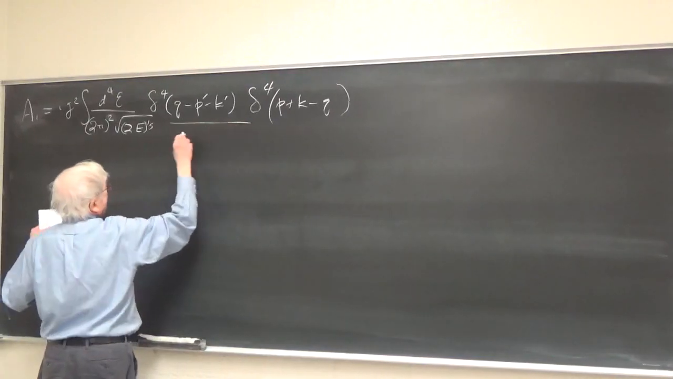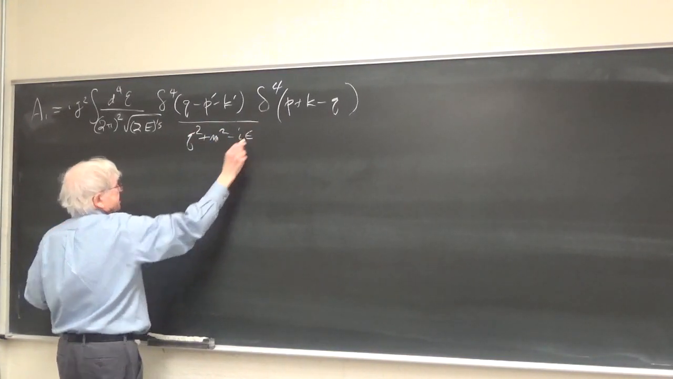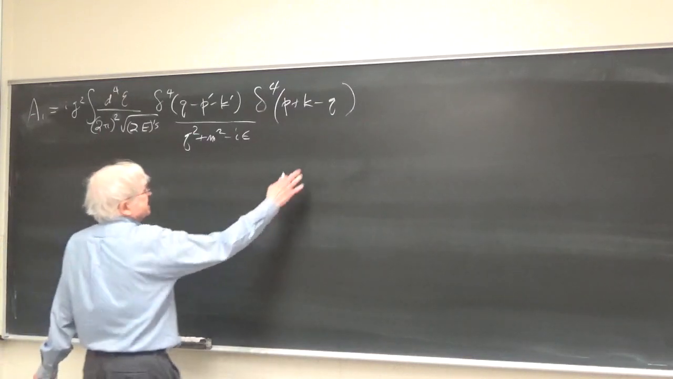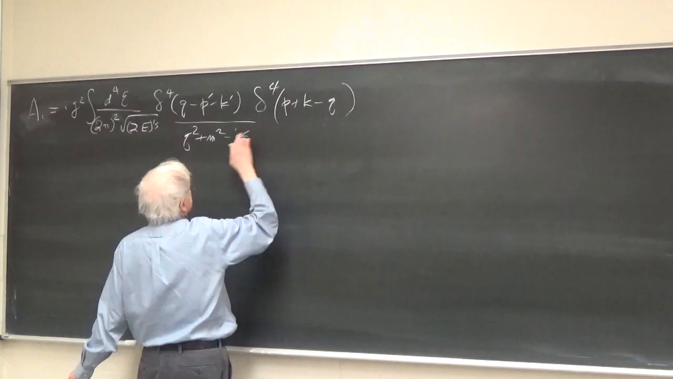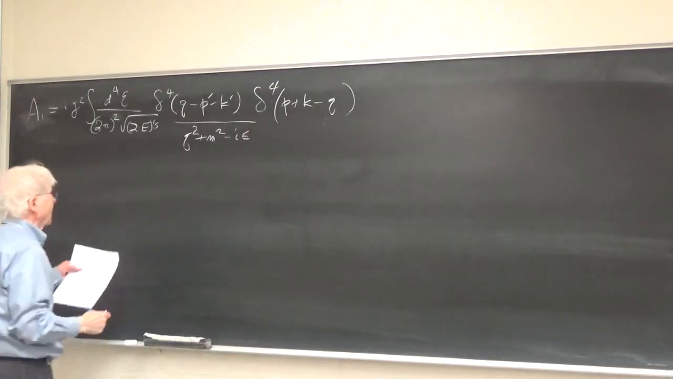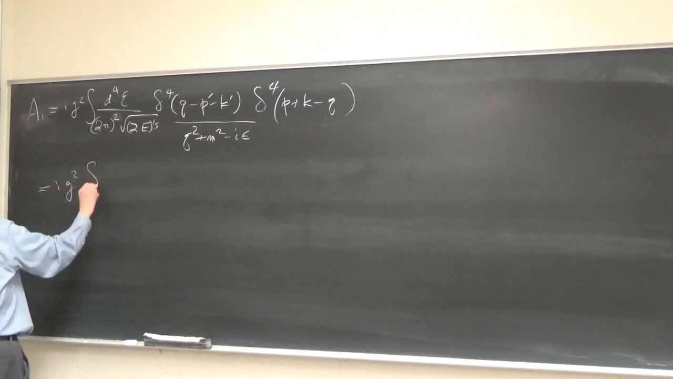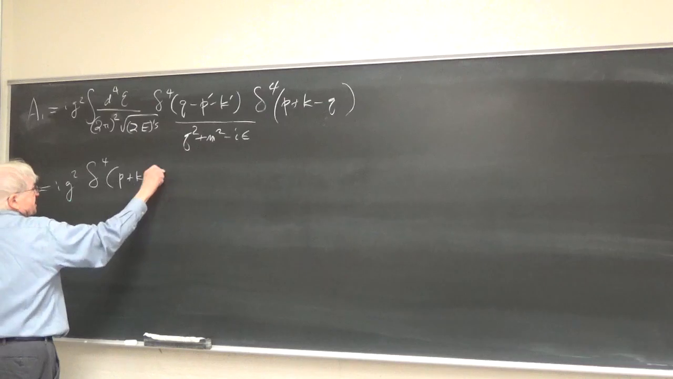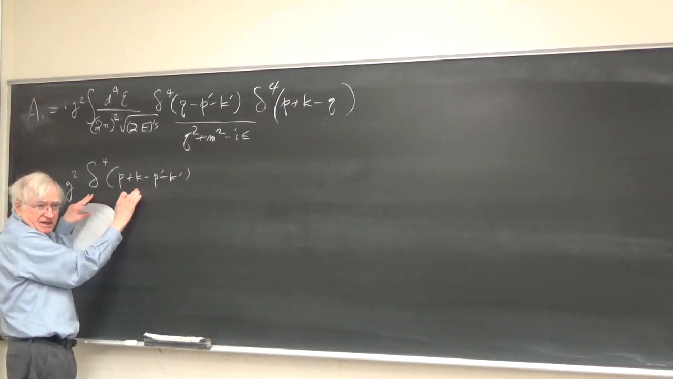And so that's what we have, q squared plus m squared minus i epsilon. And now you can see what that does. When you integrate d^4q, that just sets q equal to p plus k. And so this is i g squared delta fourth of p plus k minus p prime minus k prime. This is the energy-momentum conserving delta function.